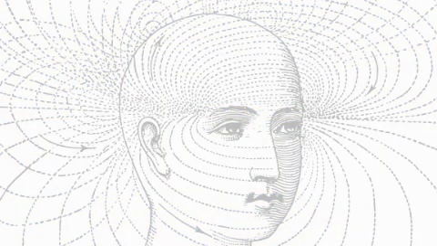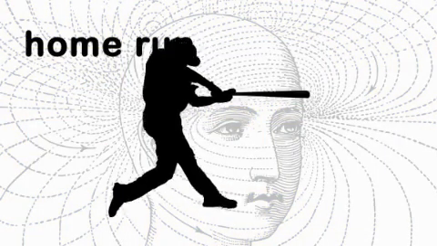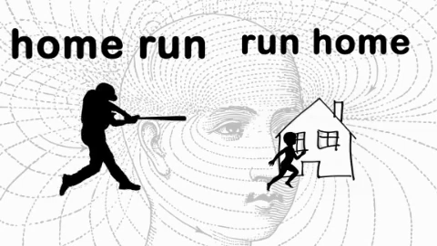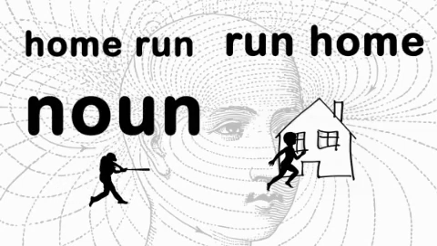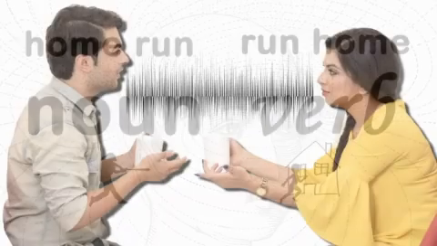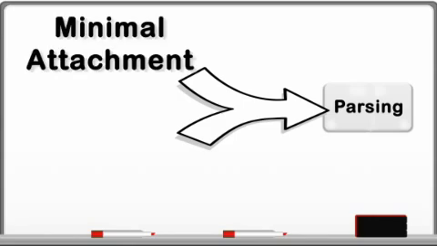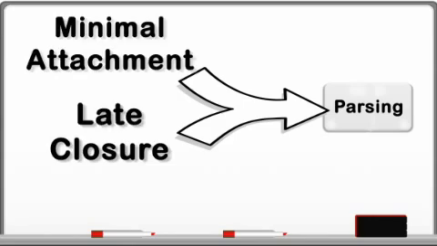Take as an example these two phrases, home run and run home. They mean two very different things, even though they contain the same words. In home run, run is a noun. In run home, run is a verb. So how do we parse moment to moment as we listen to someone speaking? The consensus among psycholinguists is that we parse by combining two strategies, minimal attachment and late closure.